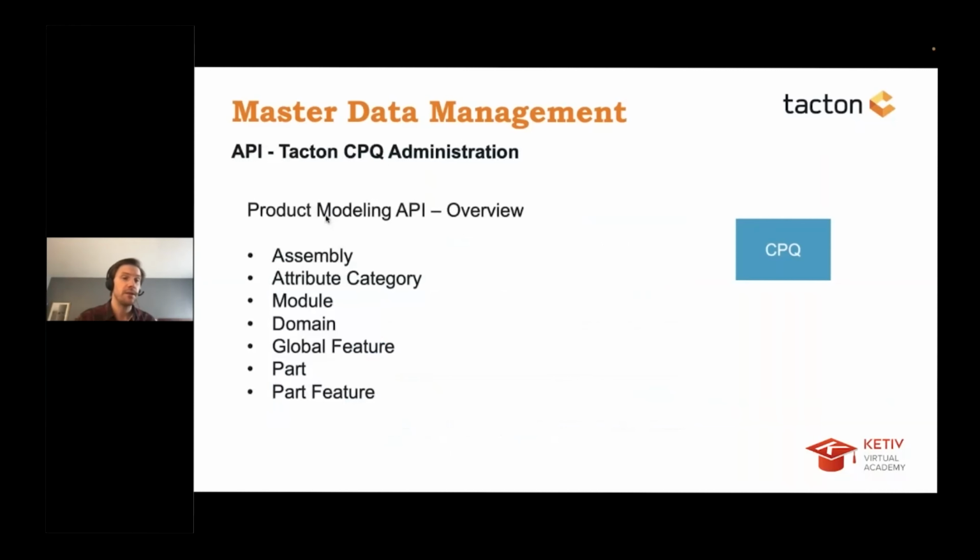Assembly is talking about the structure. Attribute category allows you to categorize certain attributes. Module is, of course, the different puzzle pieces, or the different Lego pieces, that you're going to use to build up your product. Domains, that's a description of what a specific attribute means.